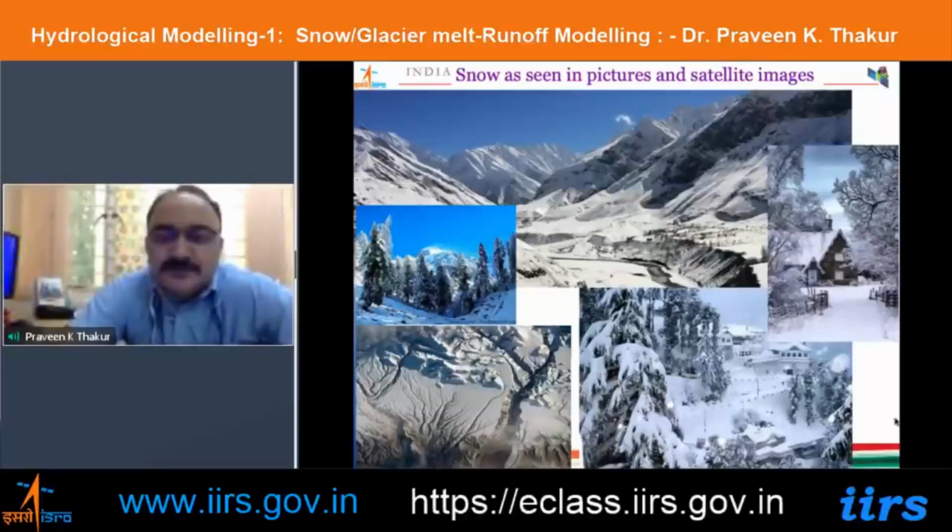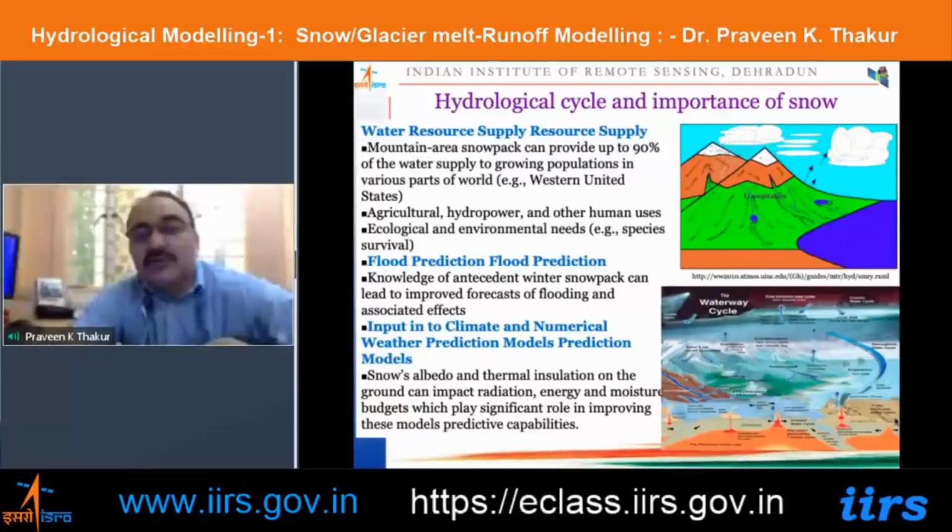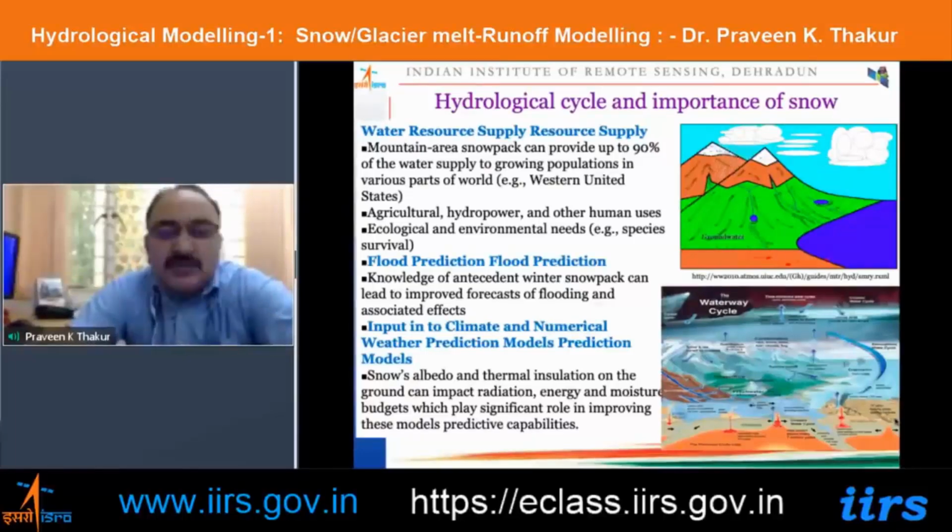So why is it important to study the snow and the glaciers? If you see the headwater basins, meaning the basins near the source of these rivers, especially for the Himalaya, or for example the Western United States, or the European and Russian Alps, those areas have very high dependence on the meltwater, and it can count up to 90% of the water supply for the growing population in various parts of the world.